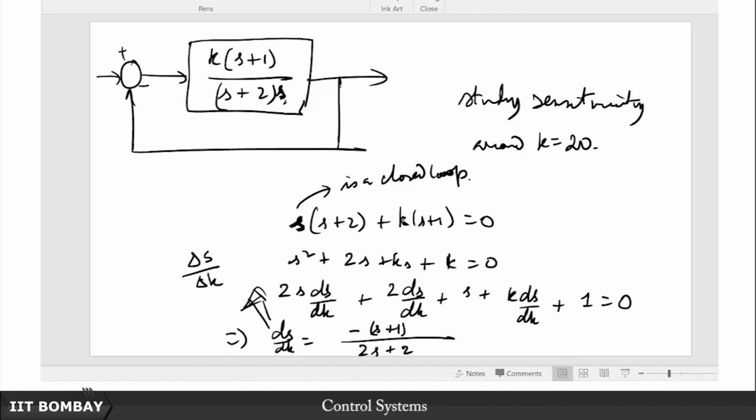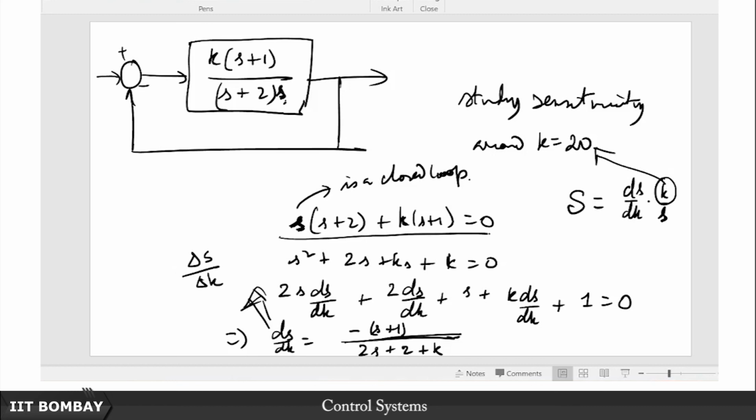So you differentiate, yeah, I guess it is correct, I think it should be right, 2s plus 2 plus k. So this is going to be my function here. Now how do I evaluate this s? Remember that this sensitivity is going to be given by this ds/dk times k upon s. Obviously k I can plug in this value of 20. How do I know this s?